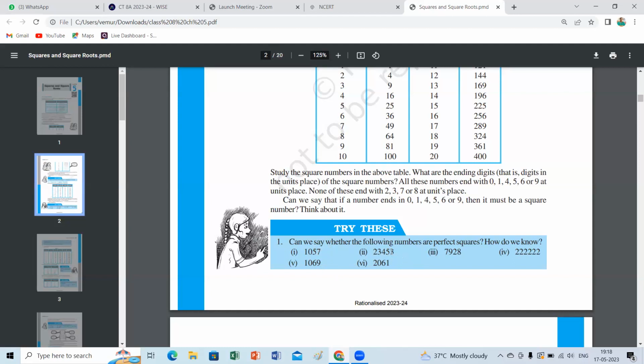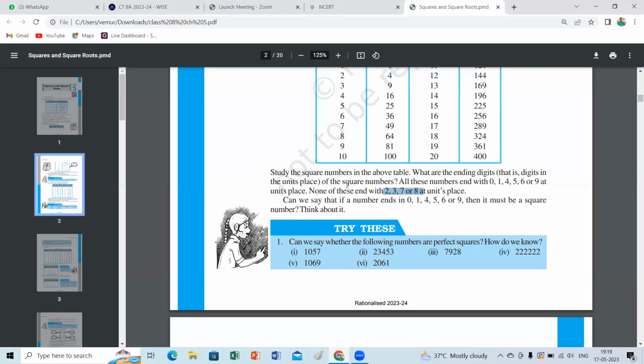3 is the units place. Not a perfect square. 8 is the units place. Not a perfect square. You see, these are the magic numbers. You can remember these magic numbers in your brain: 2, 3 consecutive numbers, 7, 8 consecutive numbers. Children, please remember like that. Some trick you can remember.